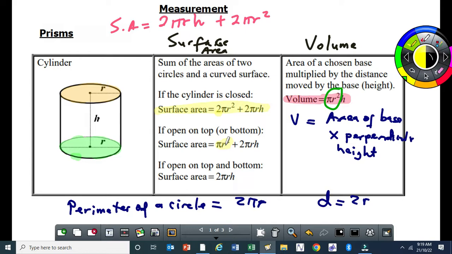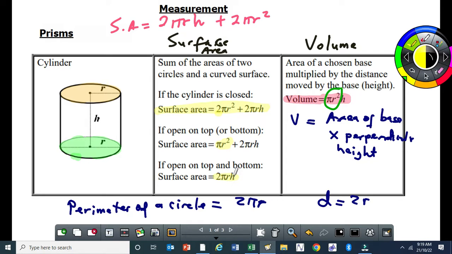Okay. If both of them are removed, because you can also get a question like that, it's common sense. There is no top, there's no bottom, like this. This is exactly what you have in the third scenario. There's no bottom, there's no top. So your surface area is going to be 2 pi r h.